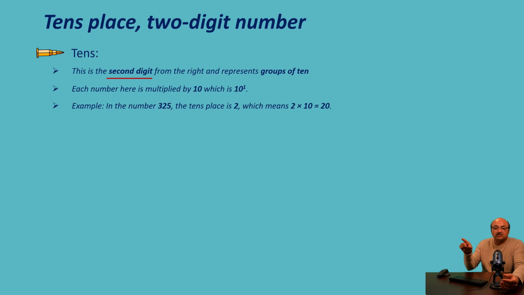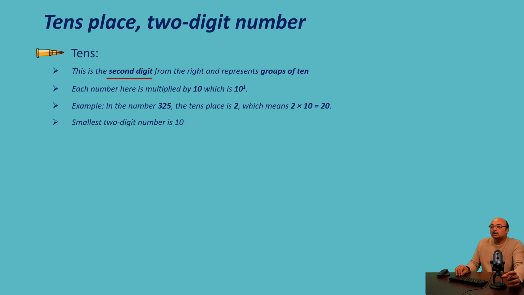Taking the same example that we took in the units place, 325, now the question is which number exists on the tens place? The answer is 2. So you need to break 325 in your mind as 300 plus 20 plus 5. We'll come to that in a bit.